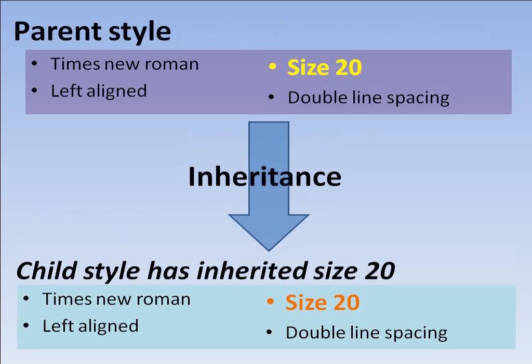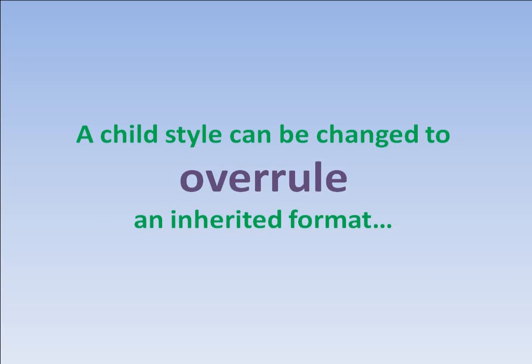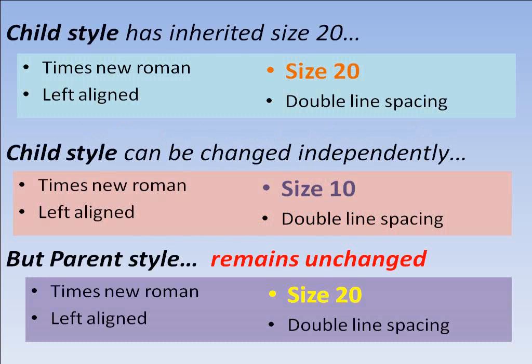For example, if you have a style for the main headings which is size 20, and then you create a separate style for the subheadings, but you make it a child style of the main headings, the child style, the subheadings one, will be size 20 unless you change it to another size specifically on the child style, and that will overrule it. It takes precedent.